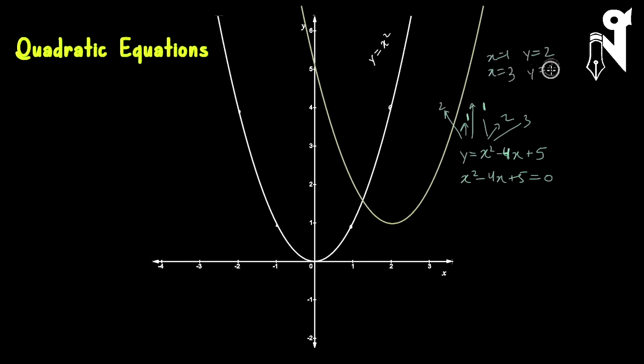You can check out 3 square minus 4 into 3 plus 5, which is going to give you 9 minus 12 plus 5, which is 2 again. So when x is equal to 1 or 3, y is equal to 2. That's here, I'm just marking it over here. When x is equal to 1 or 3, in both cases y is equal to 2.